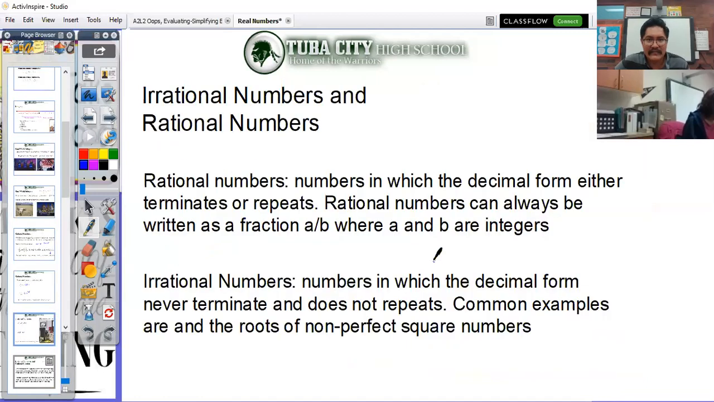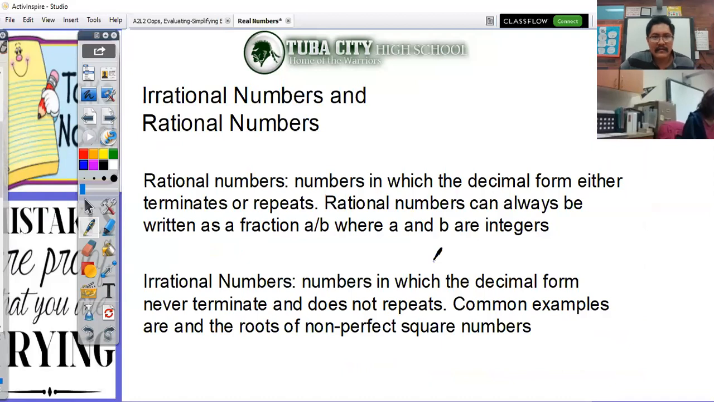Now, if you look at your packet, that has a much different definition. I'm covering them in a specific order. A rational number is a number in which the decimal form either terminates or repeats, and rational numbers can always be written as a fraction, which doesn't mean they have to be a fraction, it just means they can be written as a fraction. And irrational numbers are numbers in which the decimal form never terminates and does not repeat. Common examples are pi and the roots of non-perfect square numbers. I think when I transferred the text, the pi didn't show up, but there is supposed to be a pi in there. So that's what it means by the roots of non-perfect square numbers.